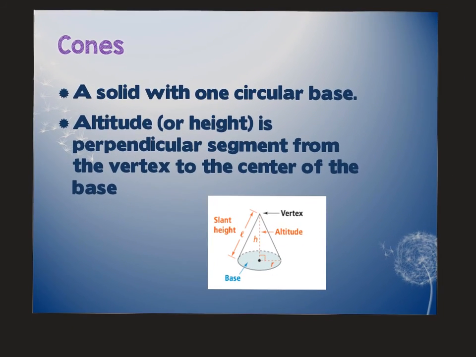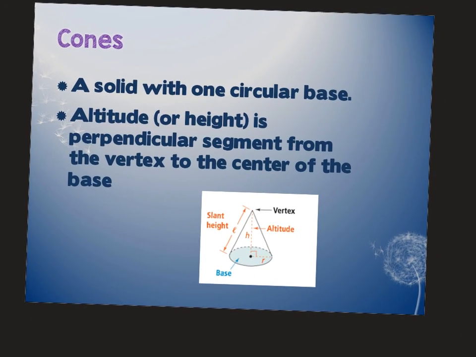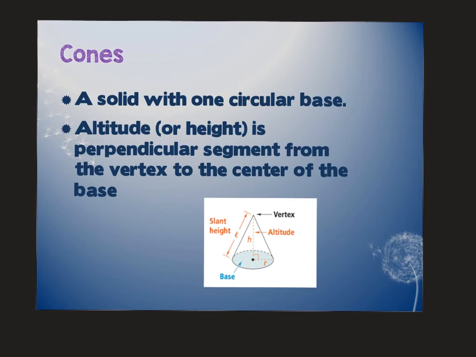So this is a solid with one circular base instead of two. Two is a cylinder, one is a cone. The altitude, or the height, is the perpendicular segment from the vertex to the center of the base. So this still has height, and just like a pyramid, it has slant height. And then the third measurement that you'll be given is either the radius, or you'll be given the diameter, and you've got to cut it in half.